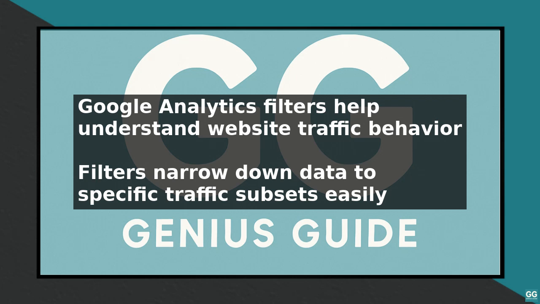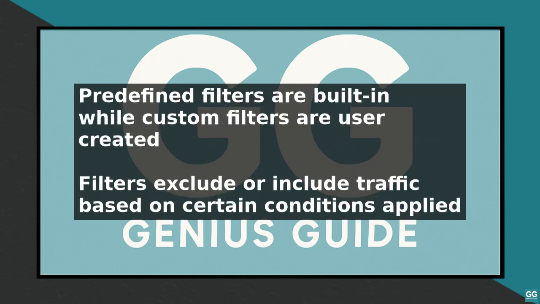First, let's start with the basics. Google Analytics filters are used to narrow down your data to a specific subset of traffic. They help you to exclude or include traffic based on certain conditions, such as IP address, location, or device type. There are two main types of filters: predefined filters and custom filters. Predefined filters are built-in filters that Google Analytics provides, while custom filters are created by you to suit your specific needs.